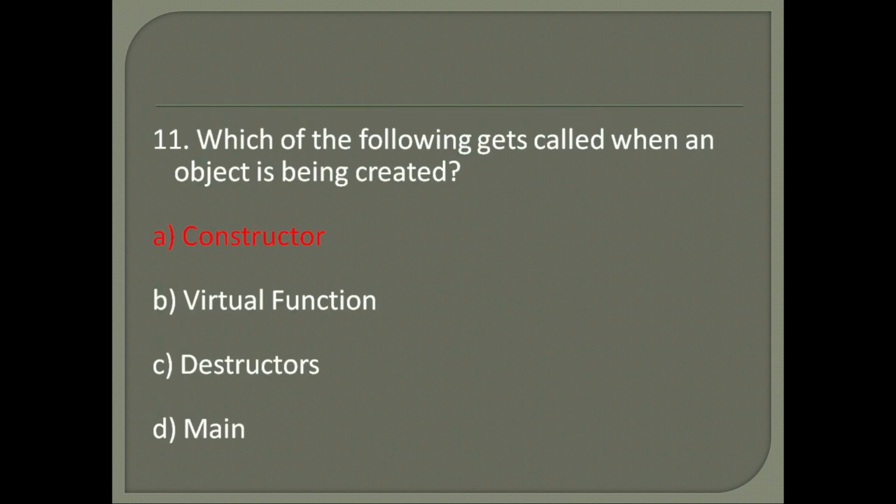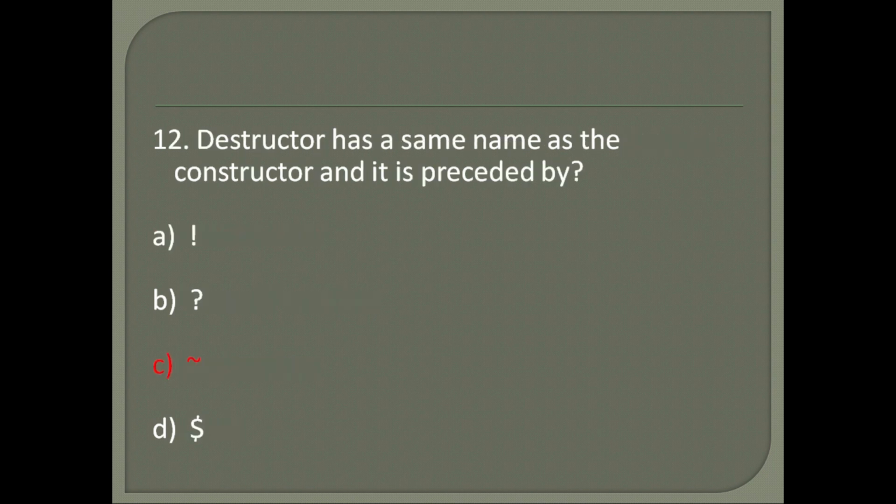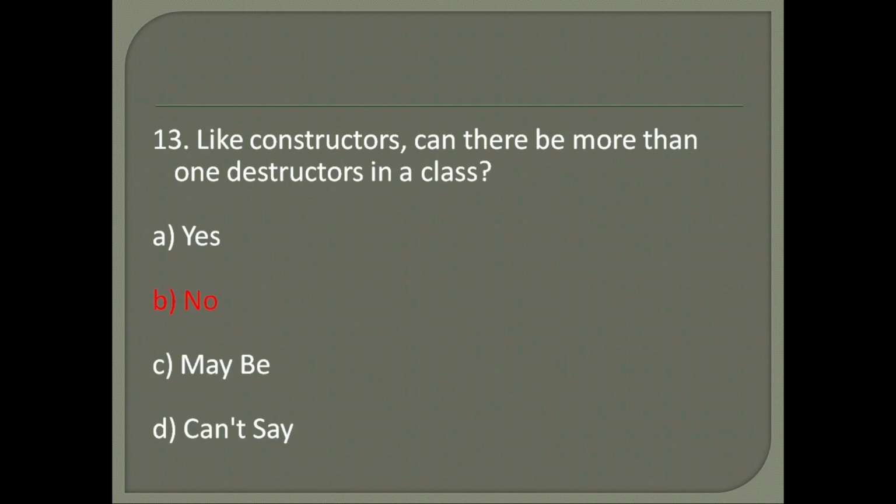Which of the following gets called when an object is being created? Option A, constructor. Destructor has the same name as the constructor and it is preceded by. Option C is correct. Like constructor, can there be more than one destructor in a class? B option, no, is the correct answer.